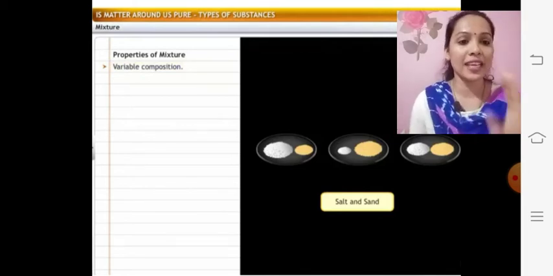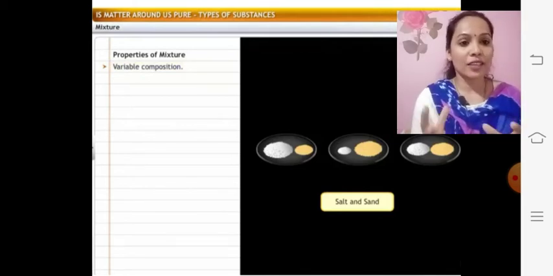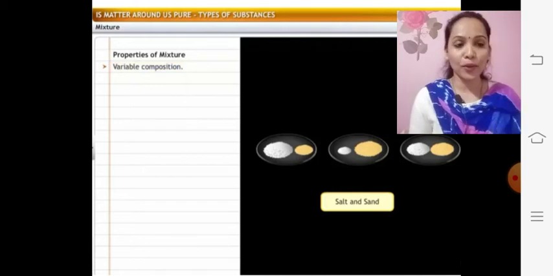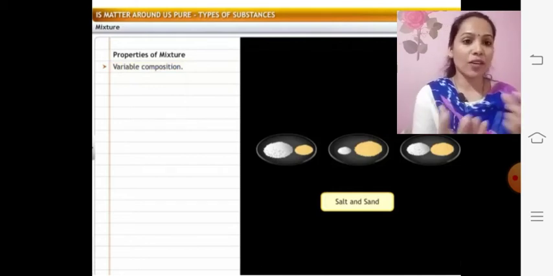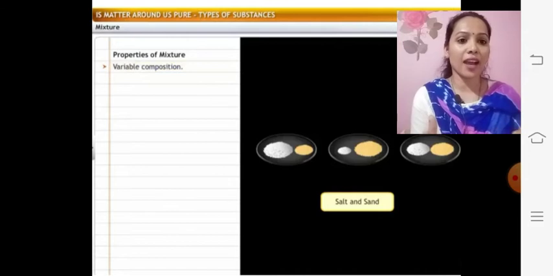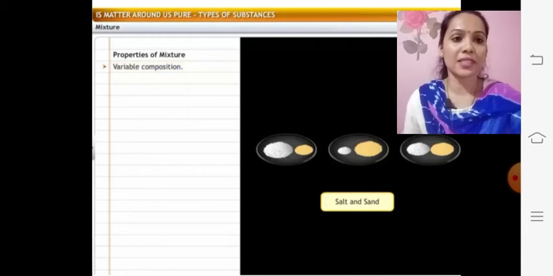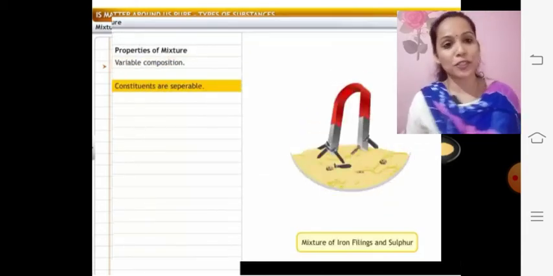You can see in the picture that there are two substances, salt and sand. Salt is white in color and sand is yellow in color. You can see in all the three watch glasses there are different compositions: salt is more in the first plate, in the second plate sand is more, and in the third plate both look almost equal. So, it can be in any proportion, still it is called a mixture.